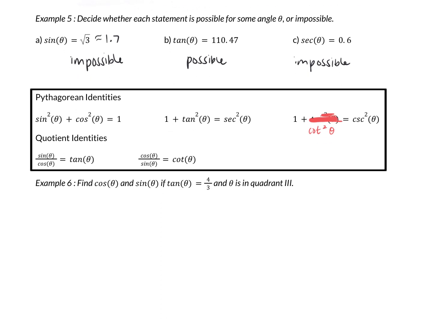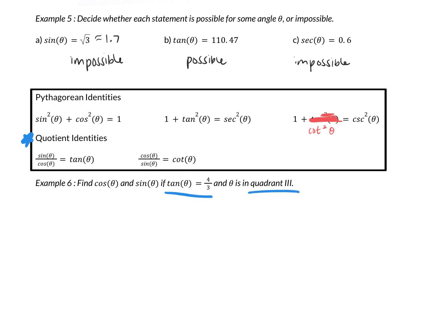So I'll come back to the Pythagorean identities, but looking at the quotient identities, we've talked about cosine and sine and how they relate to tangent before. So tangent is just your ratio of sine values and cosine values. Cotangent is cosine and sine values. So if I am given that tangent of theta is equal to 4/3 and it's in the third quadrant, I need to find both cosine and sine.